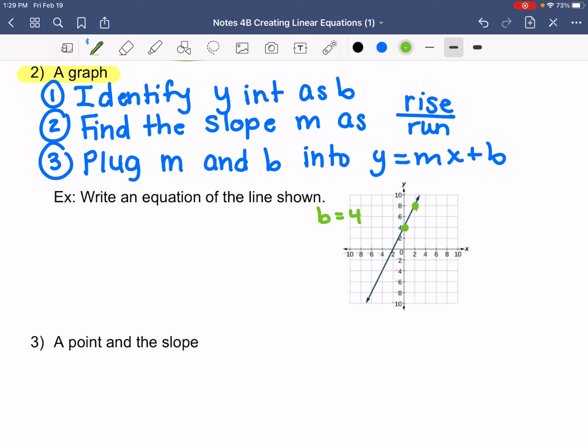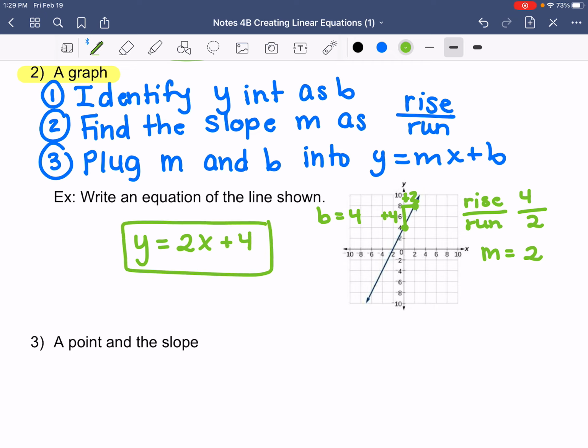So I go up from 4 to 8. So I go up 4, so I rise 4, and then I go right. It's just one box, but if you look on the axis, that means I go right 2. So I run 2, and then 4 over 2 simplifies, so my slope is just 2. You have to look at your units on your little graph too. So when I plug it in, my slope is 2, my y-intercept is 4, so y equals 2x plus 4.